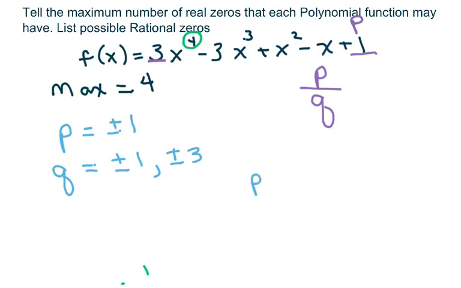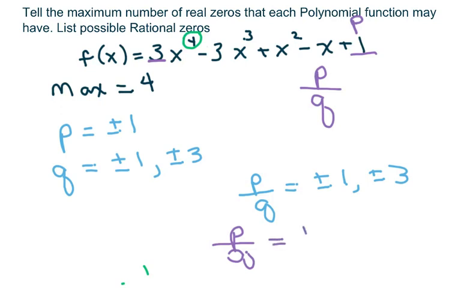Now, our P over Q equals plus or minus 1 and plus or minus 1 over 3, or 3 over 1, so that's going to be 3, because you're dividing. Now, in the future, instead of writing it like this, because this list can get lengthy, when I write my P over Q, I'm going to put the plus and minus out front, and then put the 1 and 3 inside.